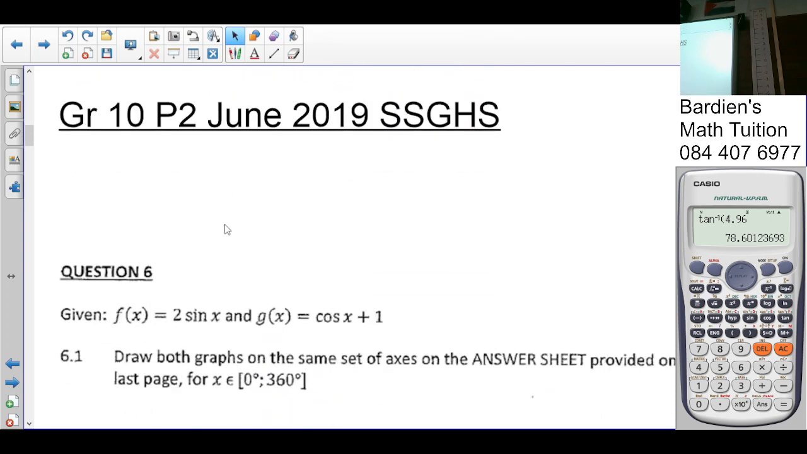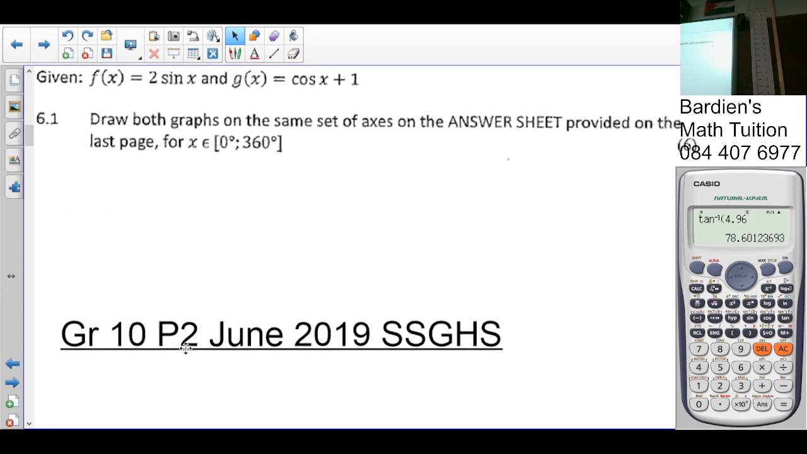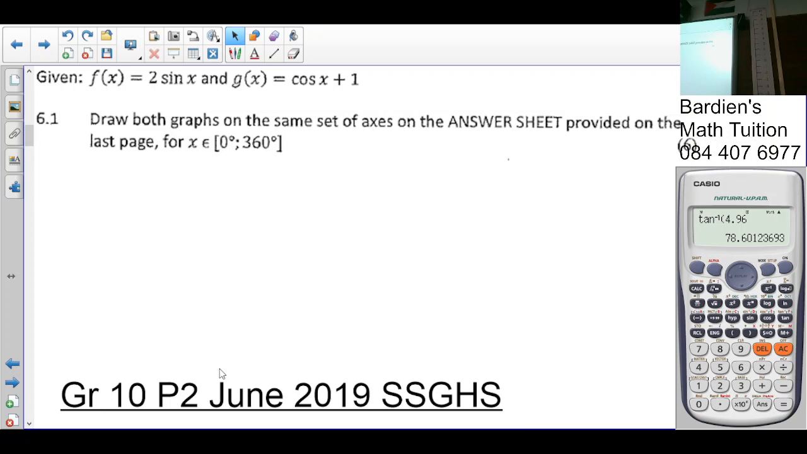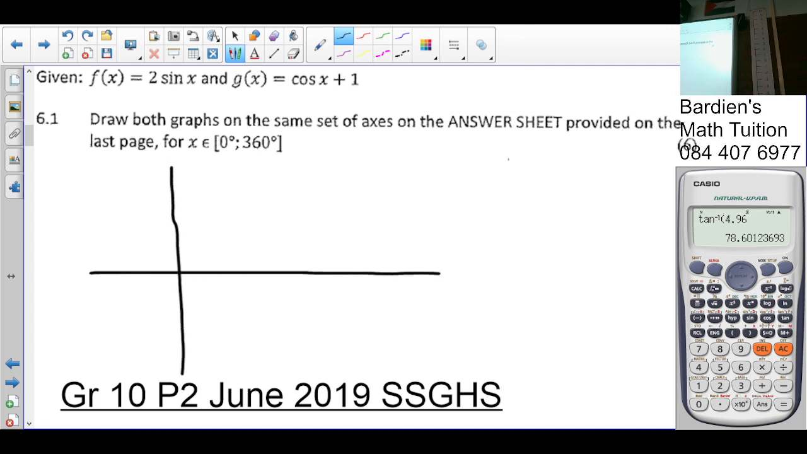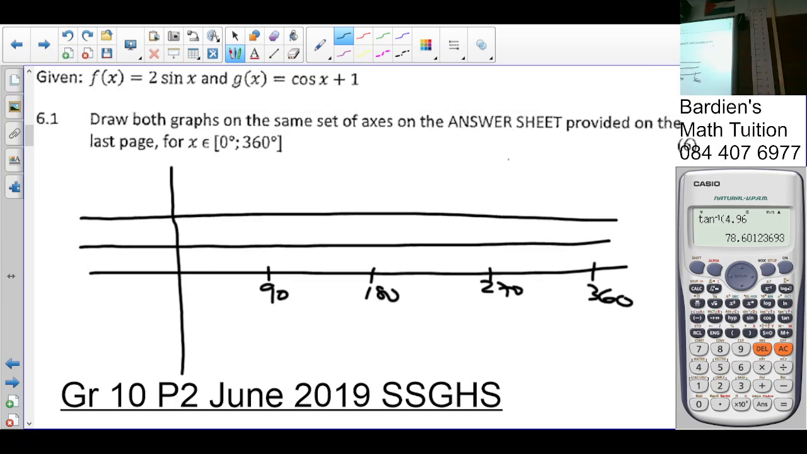Okay. Question 6. It says if f of x is equal to 2 sine x and g of x is equal to cos x plus 1, draw both graphs on the same system of axes on the answer sheet provided. The diagram sheet would have looked like this. It's 360, halfway is 180, halfway is 90, halfway is 270, and then there would have been lines across like that. I don't know if I scanned that in as well.